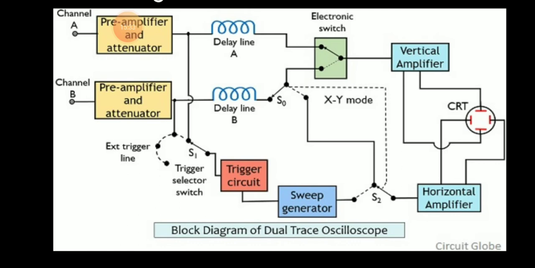Next we'll move on to the operation part. It consists of three modes: alternate mode, chop mode and XY mode. First we'll move on to the alternate mode. In alternate mode, the electronic switch connects the two channels A and B alternately in successive cycles of the sweep generator. The electronic switch is controlled by a toggle flip-flop.